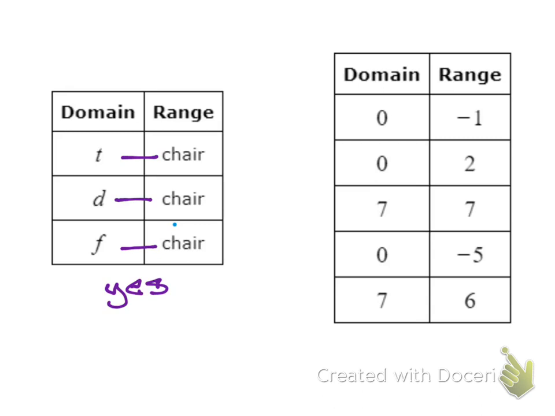Looking at our second one here on the right, 0 matches with 1 and 0 matches with 2. Since this same member in the domain is matching with 2 separate things in the range, this one is not a function.